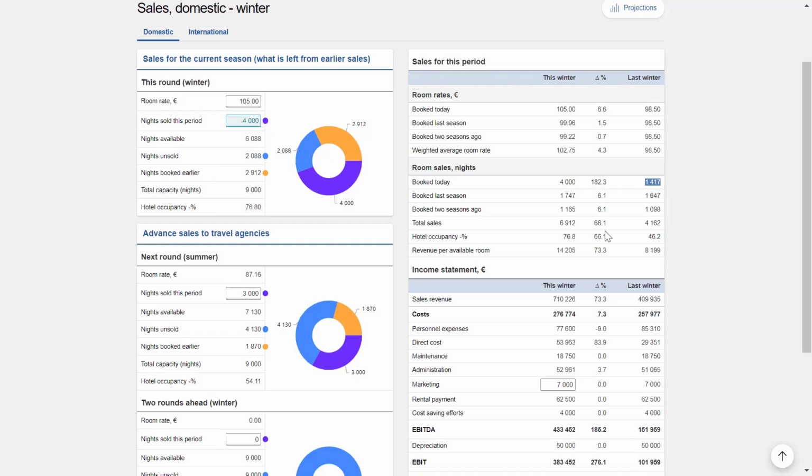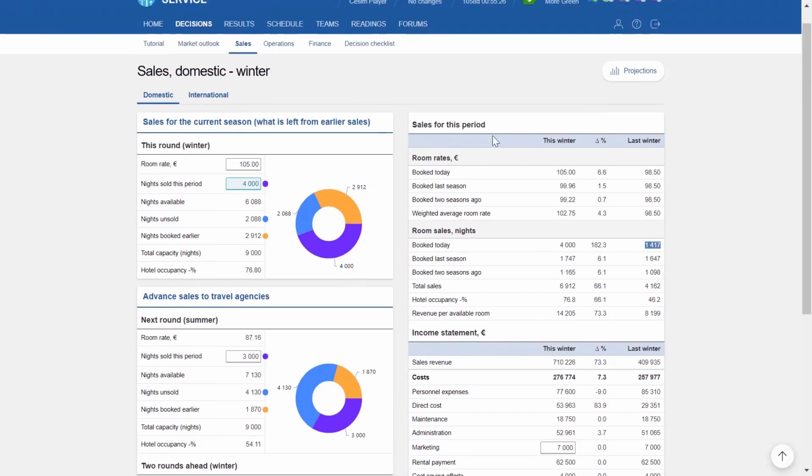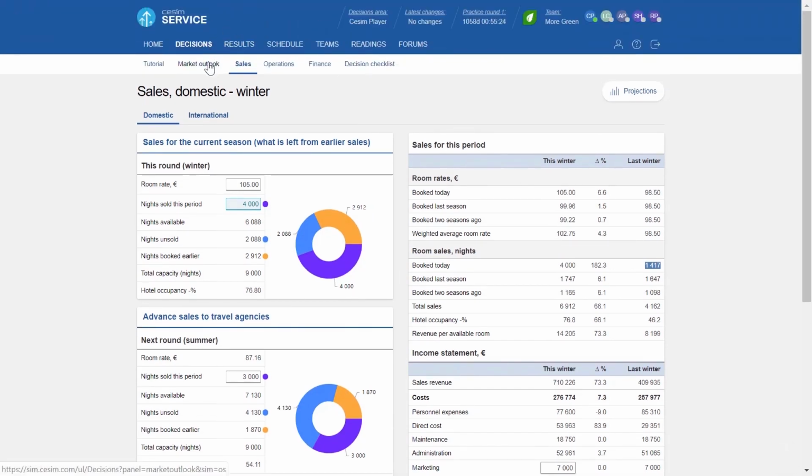We are not going to be able to increase the demand by this much, because in the market outlook it says that the overall demand is growing between 5 and 8%, so we are not going to be able to multiply our demand. So let's be a little bit more reasonable here. Let me put 1,550. Okay. So now I have updated my sales estimation.